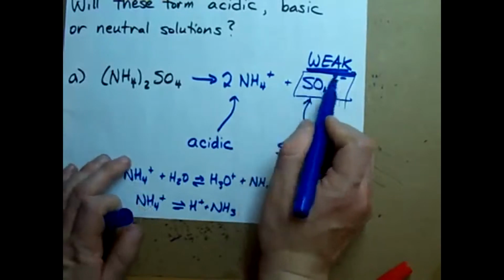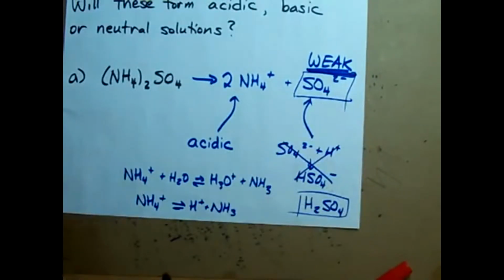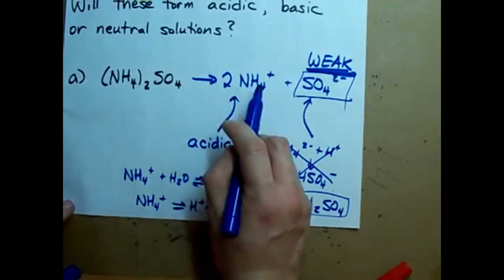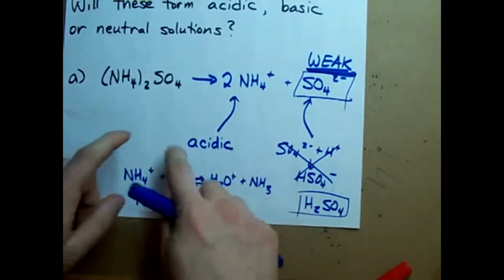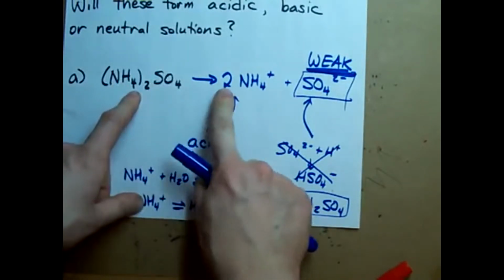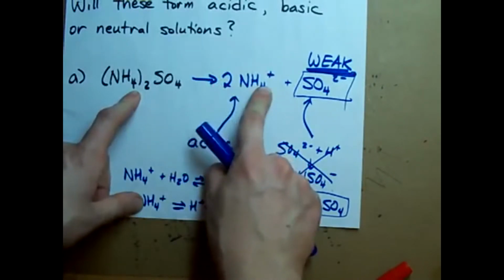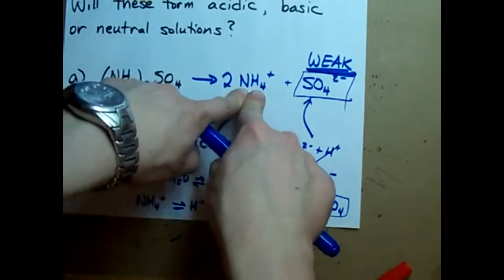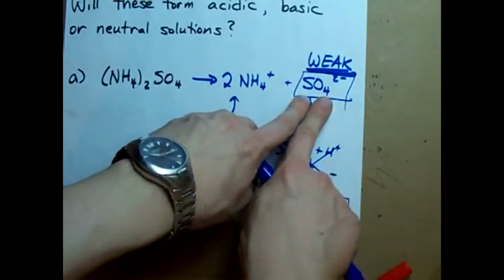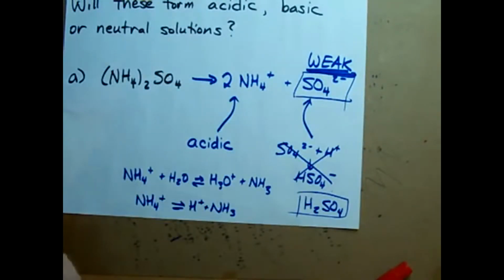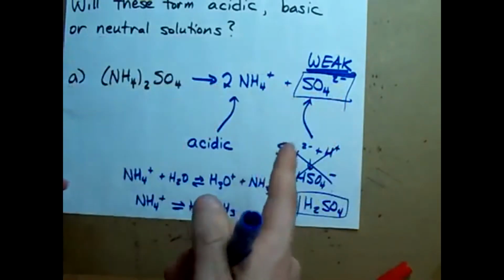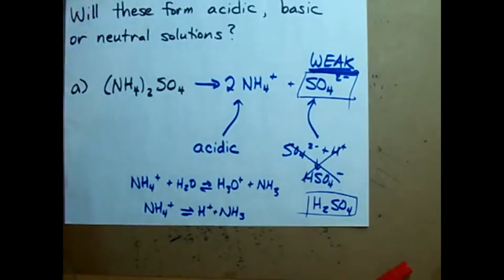This hardly affects the pH at all because it's so weak, whereas this can just give up protons. That means that when you put this in solution, you're going to form an acidic solution. This will give up protons, but this does not accept or suck up protons. So you're going to have a net addition of protons to your solution.